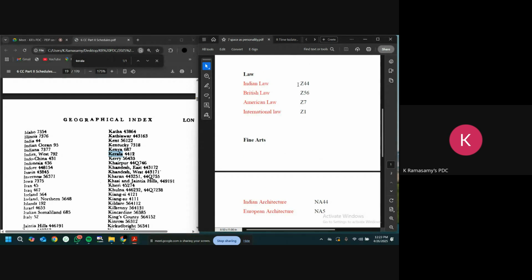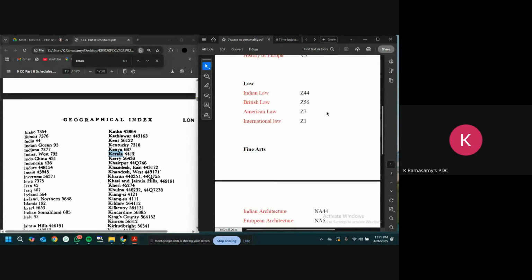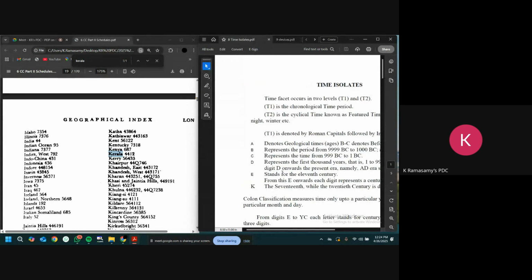Okay, Indian law means Z44. Don't write Z.44, because in the three main classes, history, law, and fine arts, personality symbol is not given. You are supposed to take any country name from space isolates, and space is going to officiate, take charge of the personality isolates. Okay, space is acting as personality in these three main classes. Okay, good. Then comes time isolates.